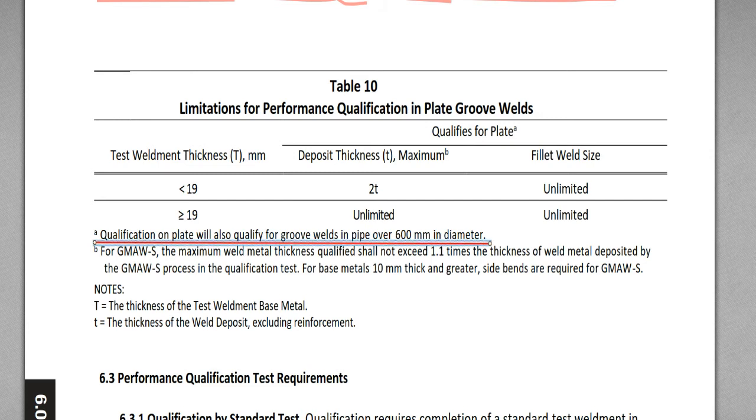Note A, the qualification on plate will also qualify for groove welds in pipe over 600 mm in diameter. So the plate qualification will also qualify for groove welds in pipe over outside diameter 600 mm.